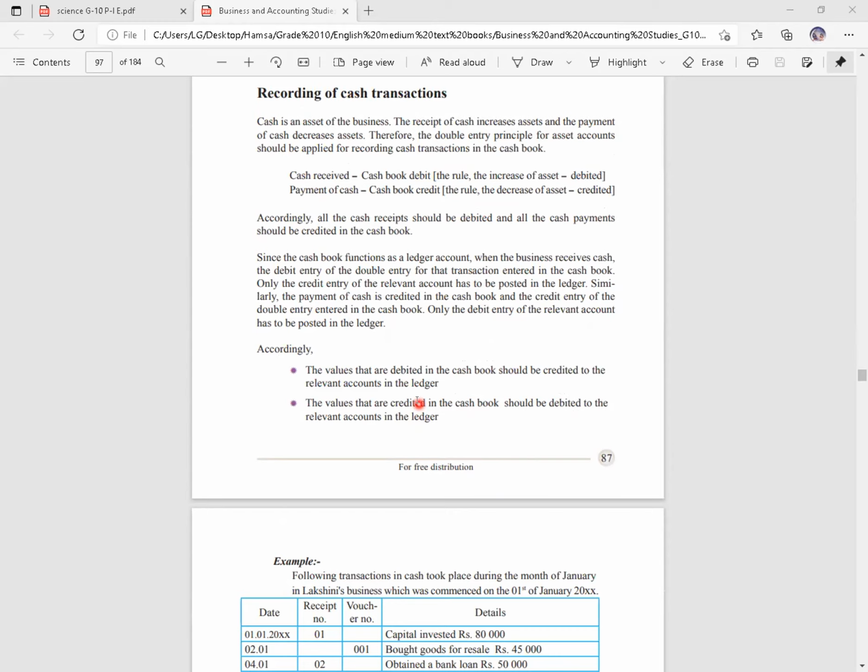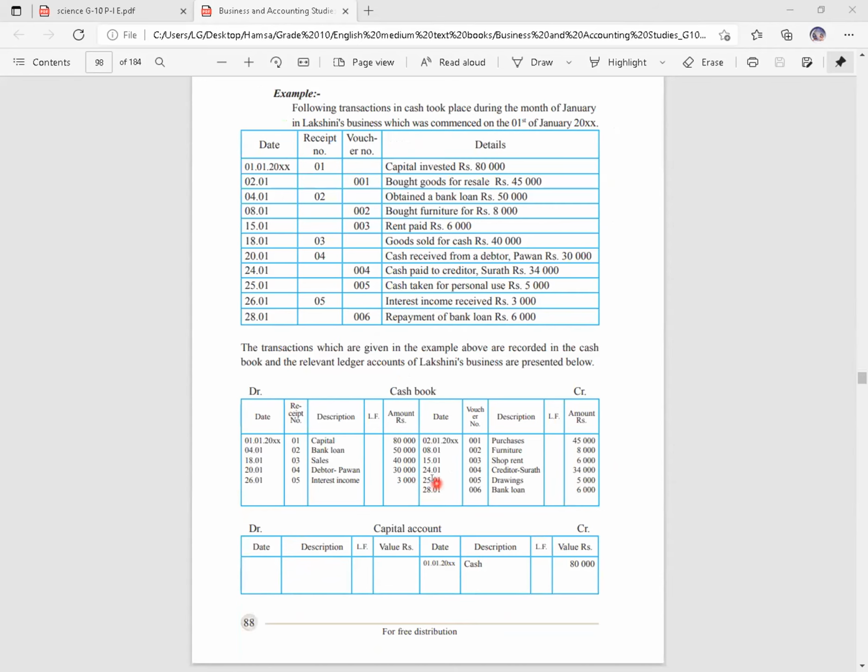So since the cash book functions as a ledger account, when the business receives cash, the debit entry of the double entry for that transaction is entered in the cash book. Only the credit entry for the relevant account has to be posted in the ledger. Similarly, the payment of cash is credited in the cash book and the credit entry of the double entry is entered in the cash book. Only the debit entry of the relevant account has to be posted in the ledger. This one we have already done. This is the concept we have followed when entering the cash book.